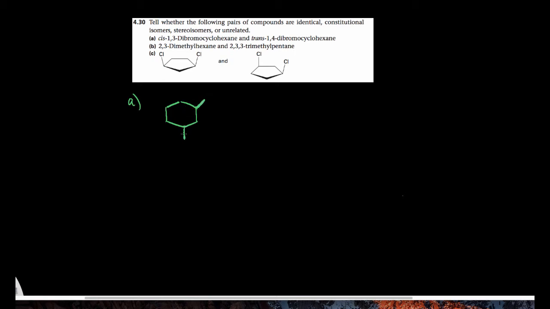So 1, 3, and let's just say they're cis. They're cis, it says in the problem here, so we'll put them on the same side, versus trans 1, 4. So this is 1 and this is 4. And we can number the carbons just to make sure, 1, 2, 3, or 1, 2, 3, 4. So since we have the methyl groups at 1 and 3 in this structure and the methyl groups at 1 and 4 in this structure, these are constitutional isomers.